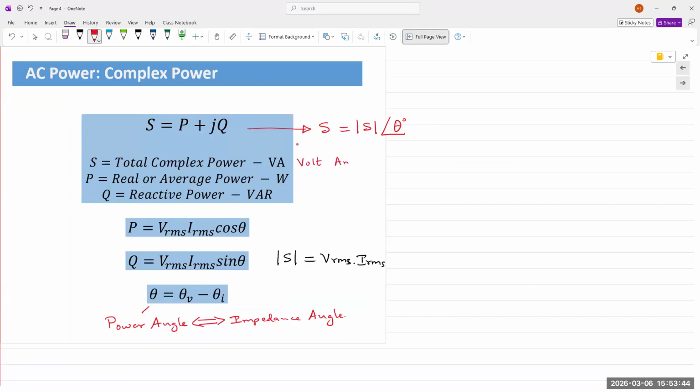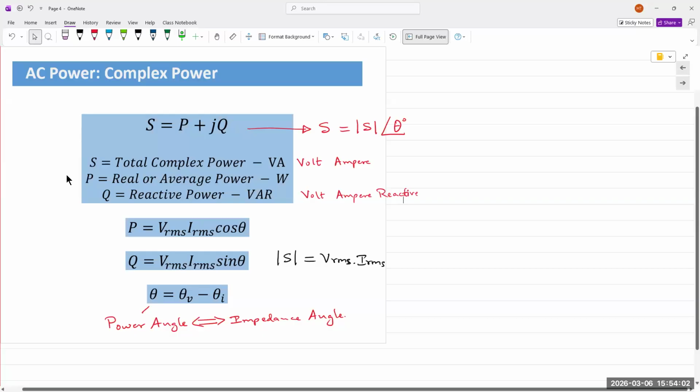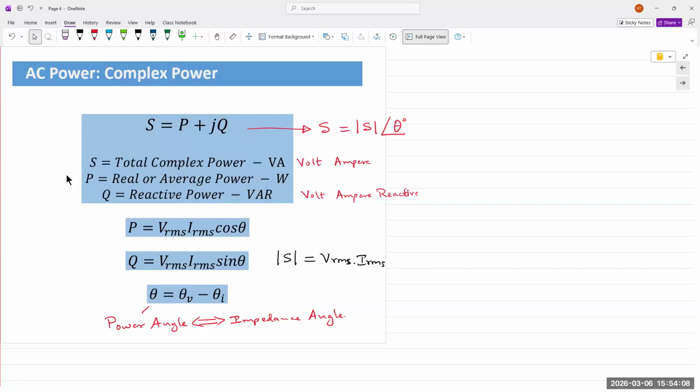This is volt ampere. This is volt ampere reactive. And by simply inspecting and observing the units, we can automatically discern whether it is a reactive power, or complex power, or a real power. Hence the difference. The magnitude of S is also VA, volt ampere. Right?